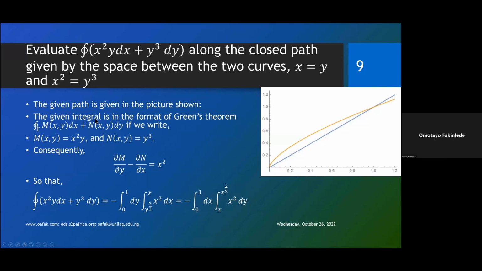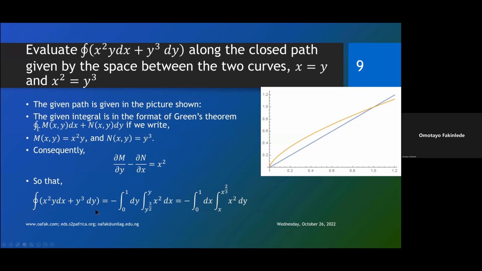Then the given integral is in the format of the Green's theorem. So we can write M of x,y as x squared y and N of x,y as y cubed. Consequently, doing the partial derivative of M with respect to y and the partial derivative of N with respect to x gives you x squared. That is idiot proof. That's very easy to do. Because if you differentiate this one with respect to y, you get x squared. If you differentiate this one with respect to x, you get 0. So the total thing is x squared.